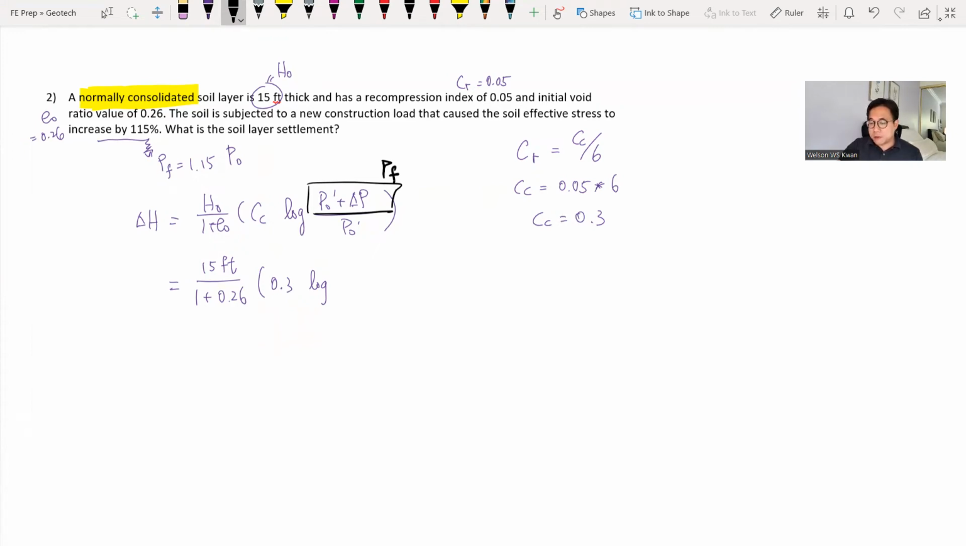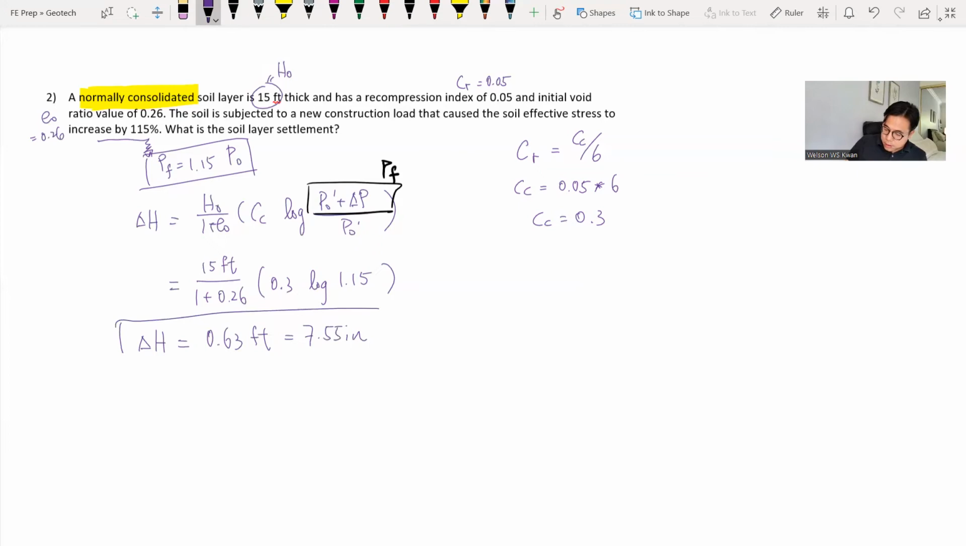And then, like I said, they give you the final stress. So pretty much this is a ratio here, and the ratio is given because the question said the soil effective stress increased by 115%. So we know the ratio is 1.15 between the final stress and the initial stress. But this is not 1.15. So plug in all the information, we get the settlement for this question is 0.63 feet, equal to 7.55 inches. So this is the answer.